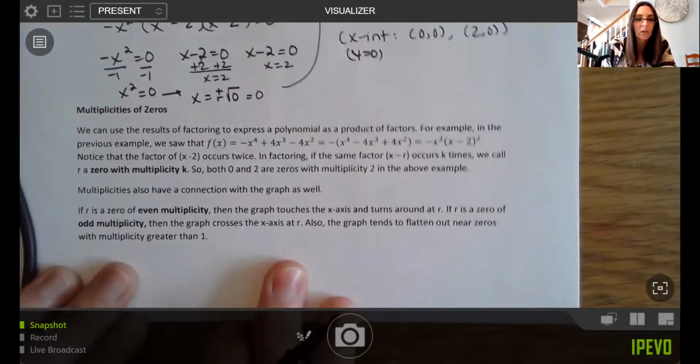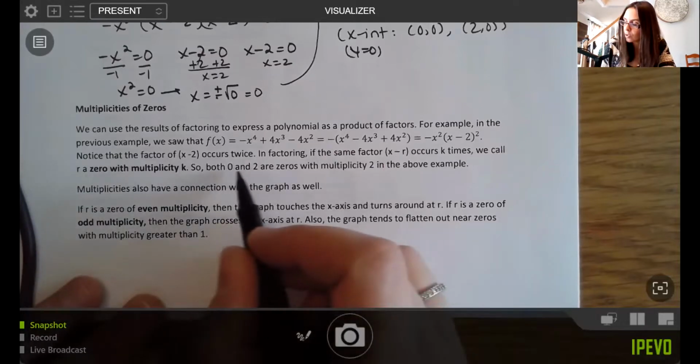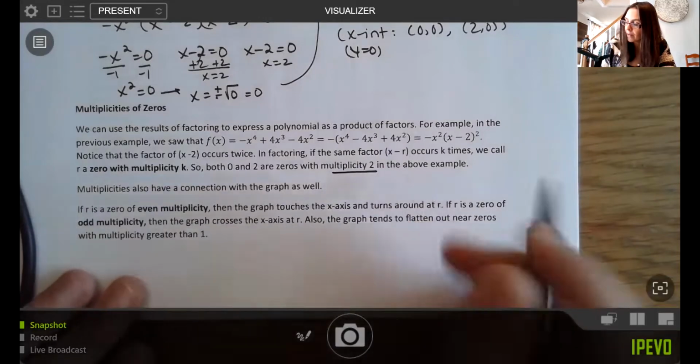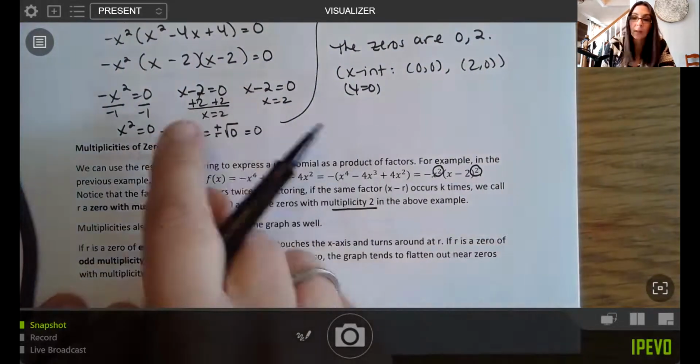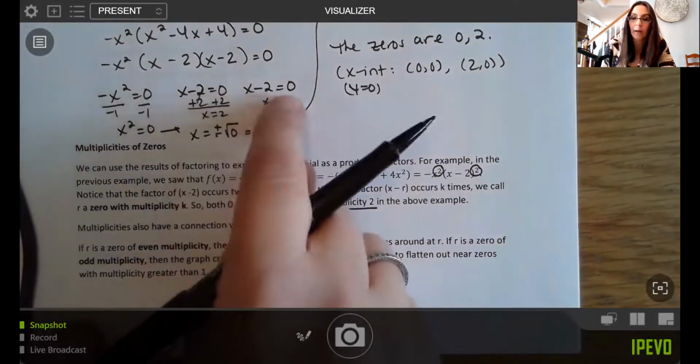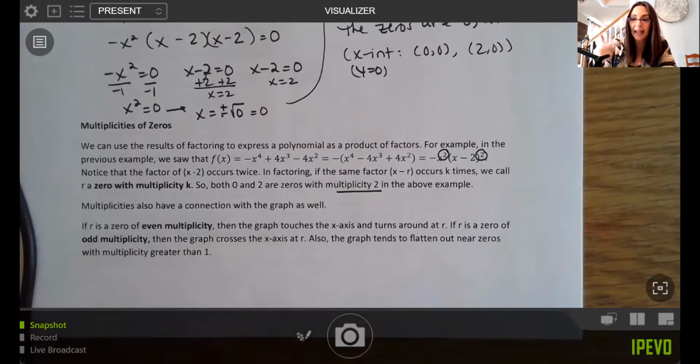So we're noticing that the x minus 2 occurs twice. In factoring, if the same factor, x minus a number, occurs a certain amount of times, we call that a 0 with multiplicity k, whatever that value is. So in this case, both 0 and 2 have multiplicity of 2, right? If I look in the above example, this one has a 2 and this one has a 2. And as we saw, both of those solutions appear twice. The value of 2 appeared twice, and the value of 0 appeared twice. So we say that it has multiplicity of 2, meaning that that answer appears twice. If it had multiplicity of 3, it would be that same answer appearing 3 times, and so on.